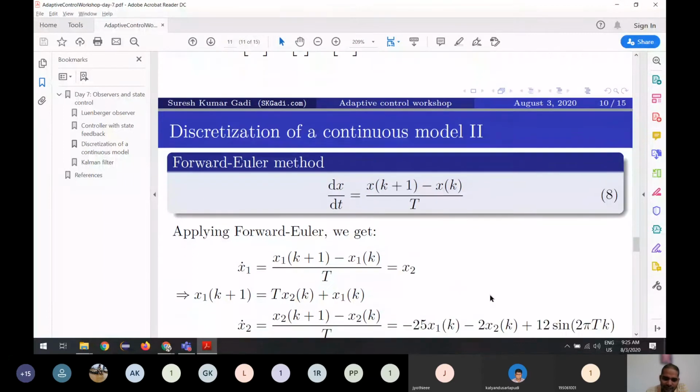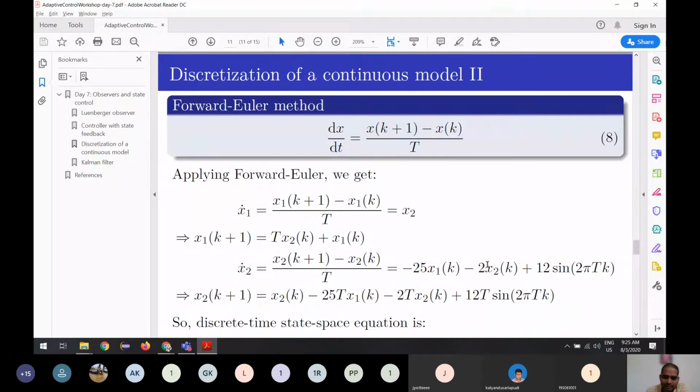So reorganizing, we can say the future x1 of k plus 1 is equal to x1 of the present plus t times x2 of k, the present value. This is the first equation, you can say. So this is how we discretize.